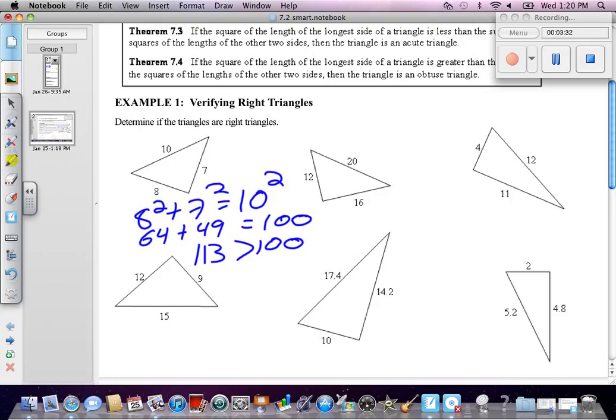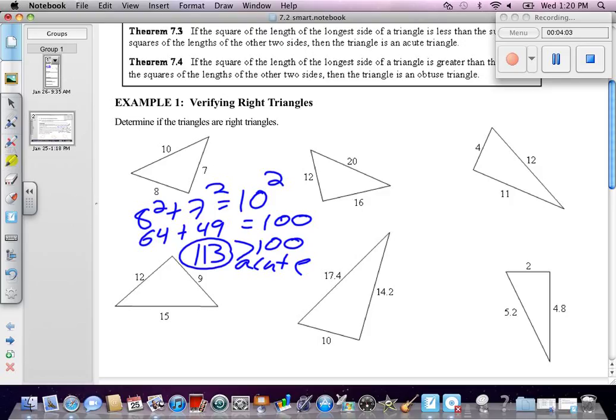So if the square of the length of the longest side of a triangle is less than, no, this is, where did you get the acute? 113? 64 plus 49. Oh, it's supposed to equal 100? And if it equals, it's right. If it's greater than, it's acute. If it's less than, it's obtuse. Wait, okay, so the number that's on the right or the left is the one that determines whether or not it's acute, right, or obtuse.